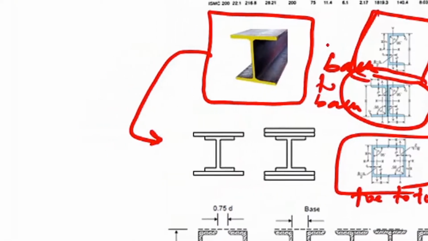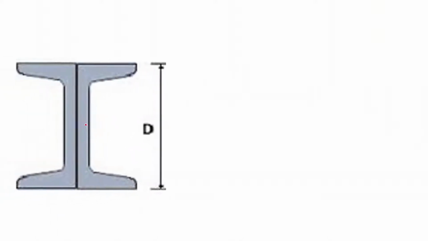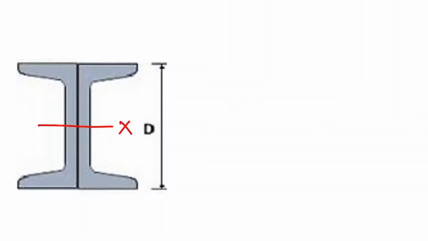So in this numerical, I am going to use two channel sections which are connected back to back like this. And this is my axis XX and this is my axis YY. So axis capital XX and capital YY is the global axis.